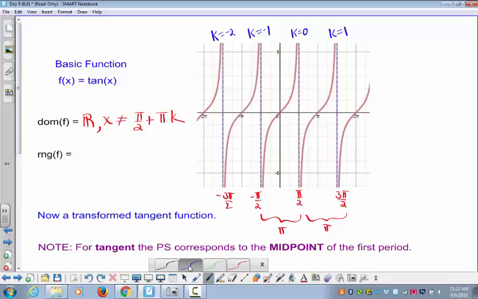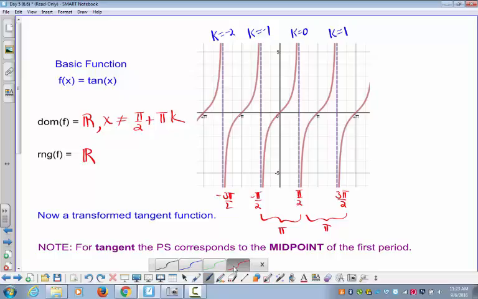And so everybody see that when k is 0, we're at pi over 2. If k is 1, we have pi over 2 plus pi, which is 3 pi over 2, which is that one. If k is minus 1, we have pi over 2 minus pi, which is negative pi over 2. So for all integers, this will grab each of the asymptotes. And then the range for tangent's easy. It's all reals. Goes up forever, down forever.